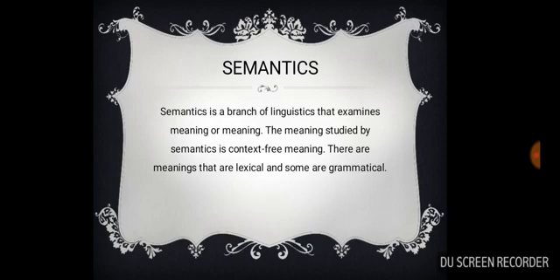Okay, now about semantics. The definition of semantics. Semantics comes from the Greek noun sema, sign, or from the verb samaino, to mark, to mean. The term is used by linguists to refer to the part of linguistics that studies meaning. Semantics is a branch of linguistics that examines meaning. The meaning studied by semantics is context-free meaning. There are meanings that are lexical and some are grammatical.